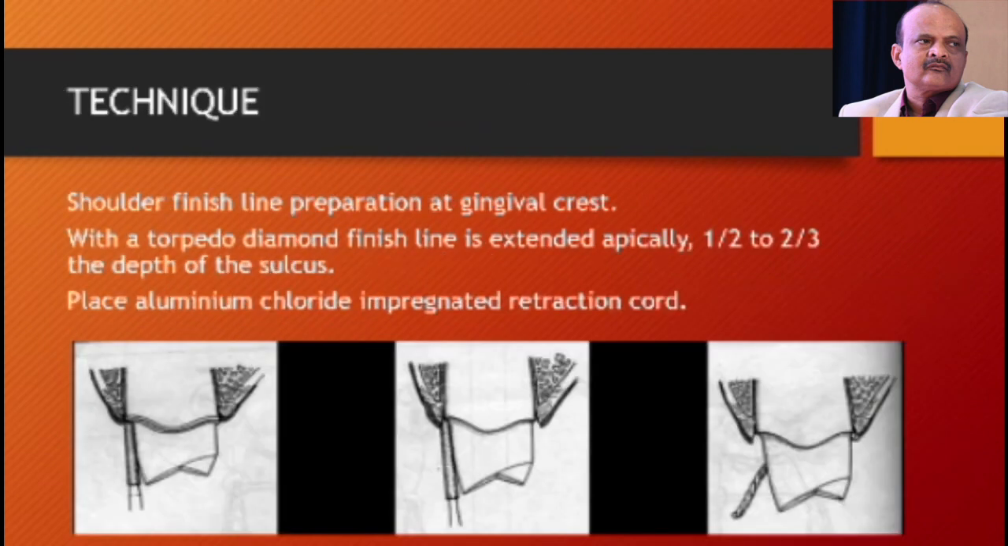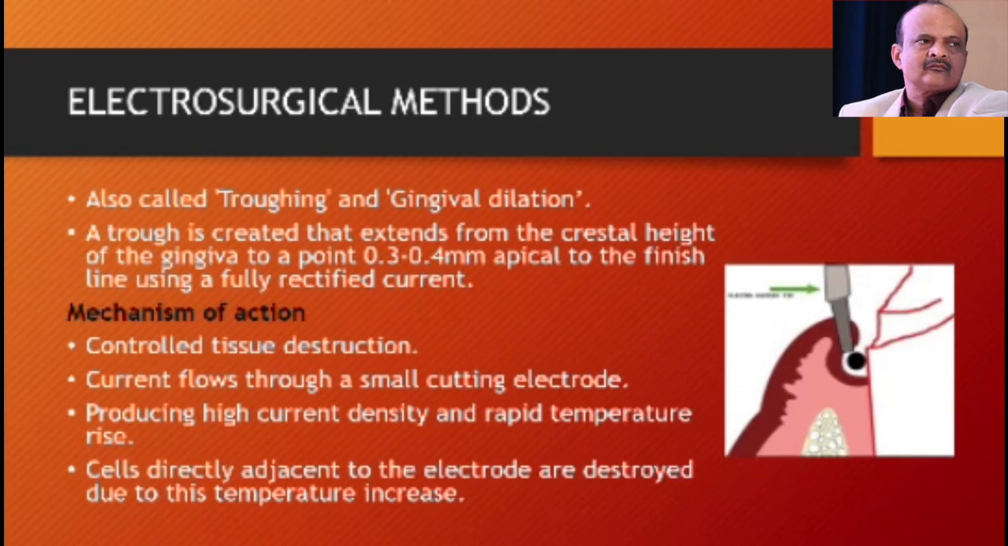The technique: after completing the finish line, you use a torpedo diamond and extend it apically 1/2 to 2/3 of the depth of the sulcus. Once you do this, you remove the inner lining of the epithelium with your torpedo bur. Then place an aluminum chloride impregnated retraction cord and wait for complete hemostasis to occur. Then you can go for the impression procedure.